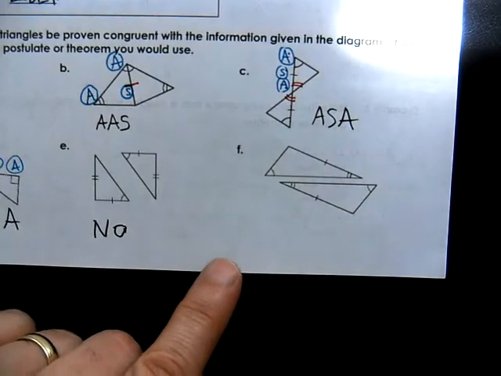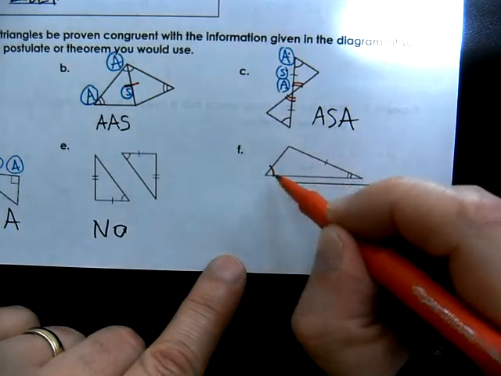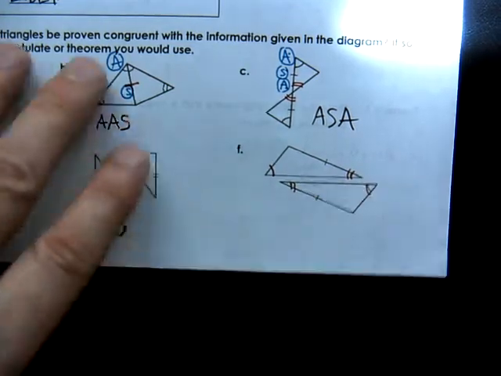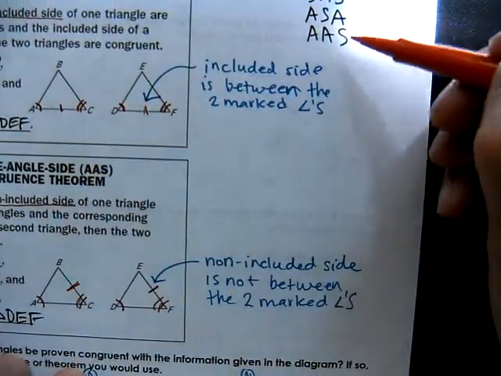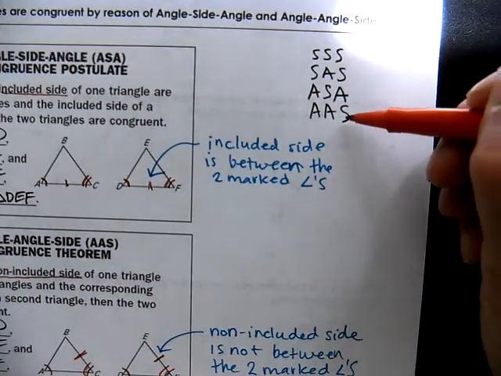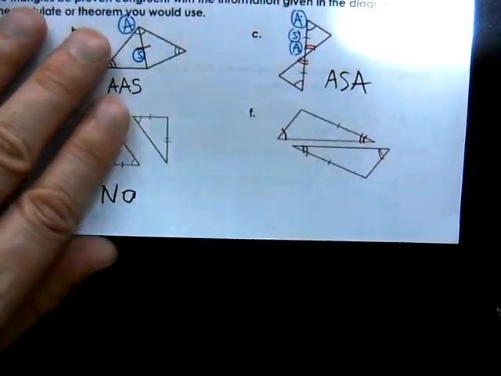I see an angle. I see another angle. Alright, so I've got two angles so far. So with my patterns of two angles, either I have to have a side that is between the two angles or a side that is not between the two angles. Do I see that showing up here?